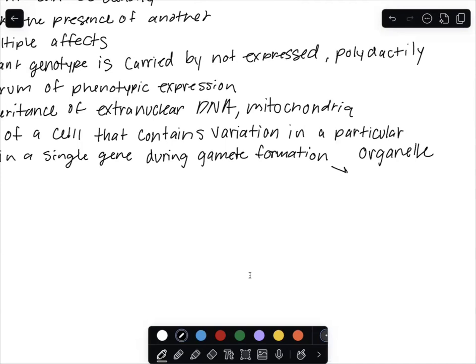So an example of this would be methylation, which is just turning something off.